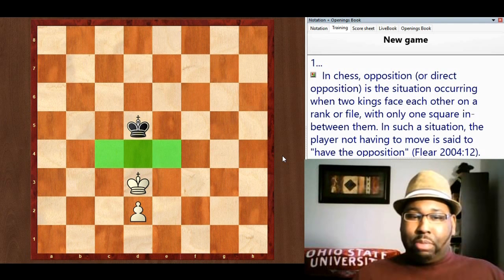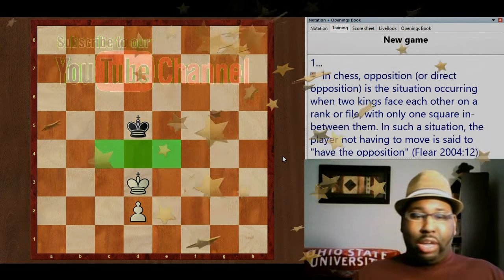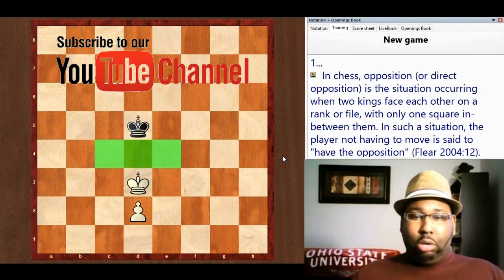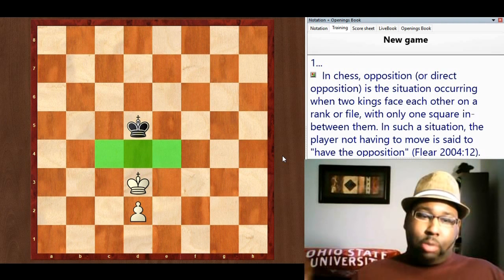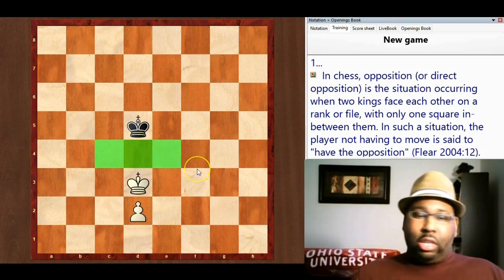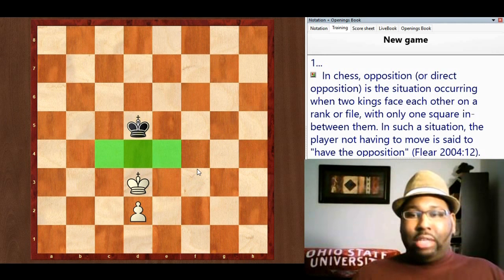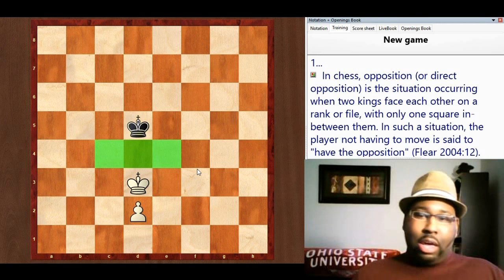Now, opposition can be kind of tricky if you're new to chess, and even if you've been playing for a while, it still can be a difficult situation to understand. So let's go ahead and break it down for you, and hopefully you can get this one under your belt.